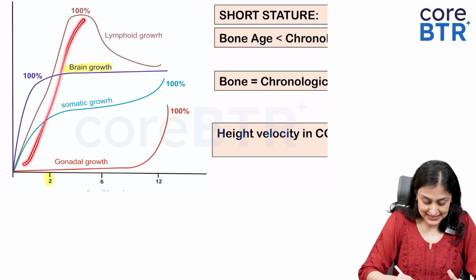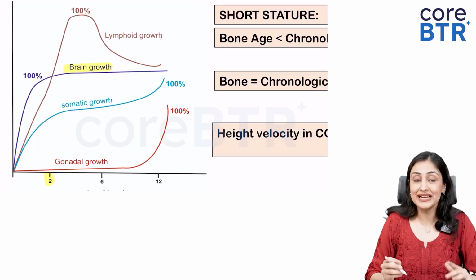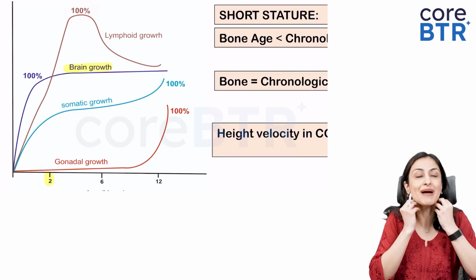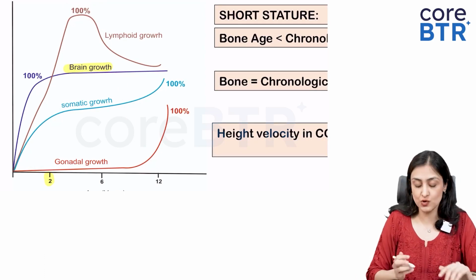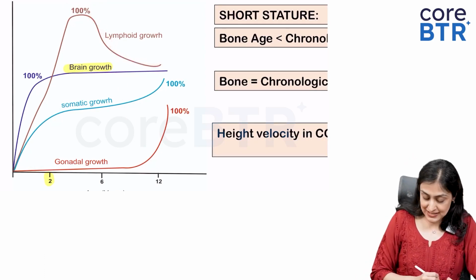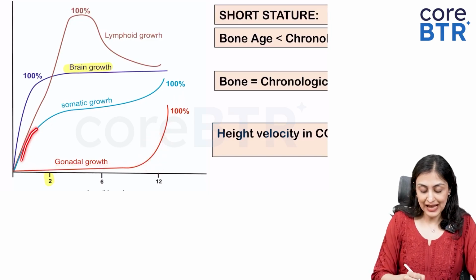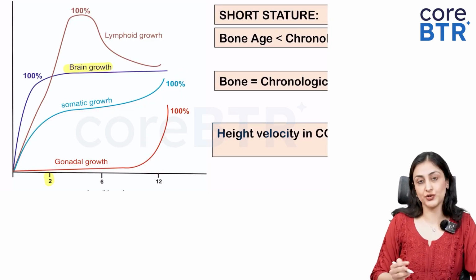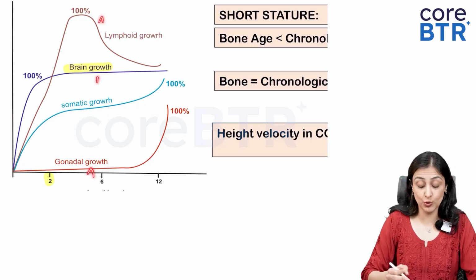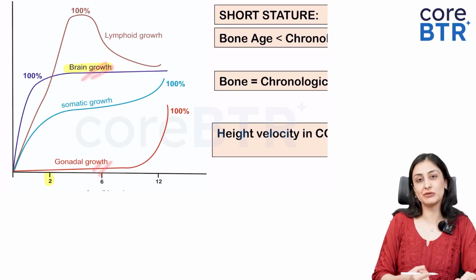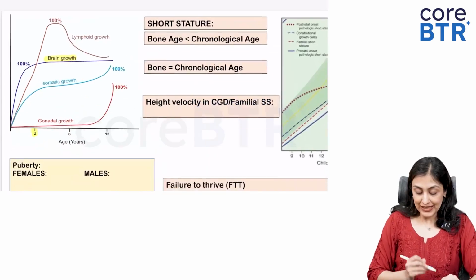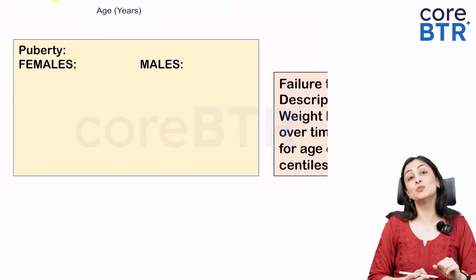Lymphoid growth we can see is happening from 2 to 8 years, right? So middle childhood you will have maximum proliferation of adenoids, tonsils, and then they all regress. Gonadal growth is very easy, obviously will happen after puberty, and somatic growth keeps on continuing. So they can ask you match the following, know any two, brain and gonadal, you will be able to solve. Okay, then we talk about the puberty sequence.